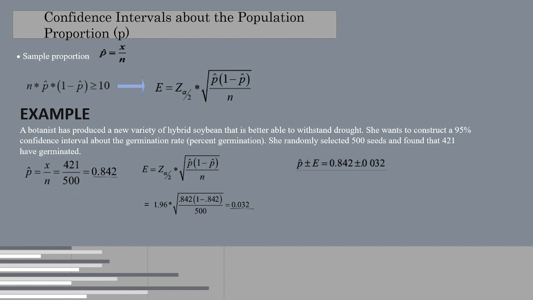Now we will subtract and add E to the sample proportion. If we subtract, we will get 0.81, and when we add, we will get 0.874. So we concluded that the 95% confidence interval for the germination rate is between 0.81 and 0.874. That's all for this chapter.